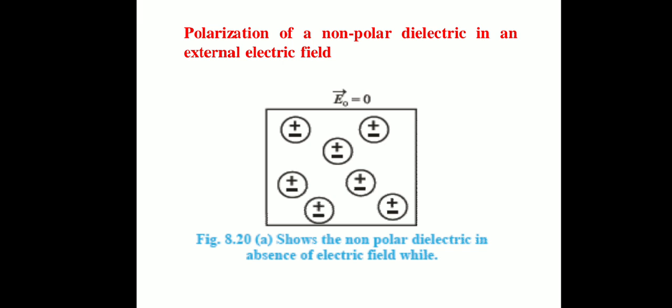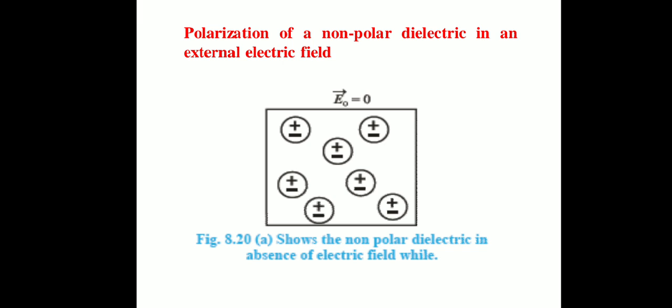Now we have a non-polar dielectric material, and inside that material there are many non-polar molecules. Now if you observe figure 8.20, it shows that the non-polar dielectric is placed in the absence of electric field. Then what is the effect of electric field on the non-polar molecules?